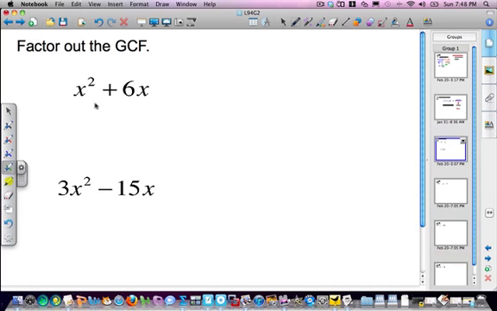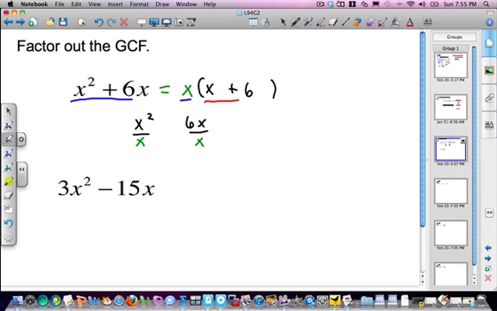The greatest common factor of these two terms, x squared plus 6x, is x. So I'm going to write that factor down. Now I need to divide the greatest common factor out of each term in my expression. 6x and x squared. X squared divided by x is x, and 6x divided by x is positive 6. Now notice what just happened. We went from a sum to two factors. One factor is x, and the other factor is x plus 6. From standard form on the left to factored form on the right.